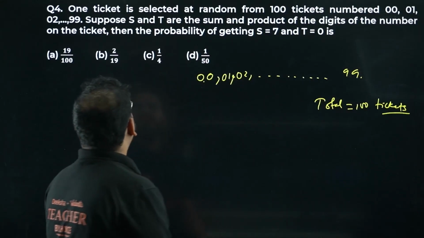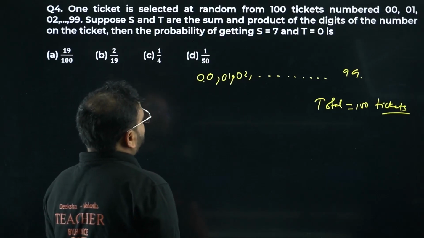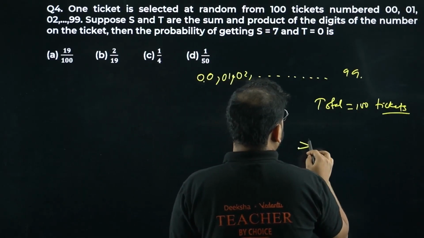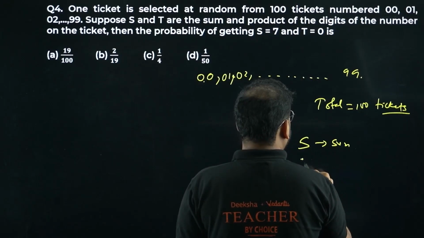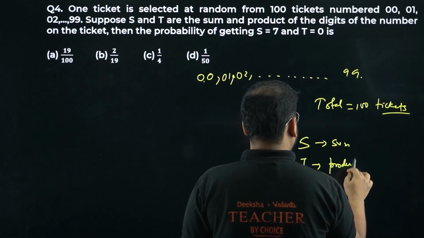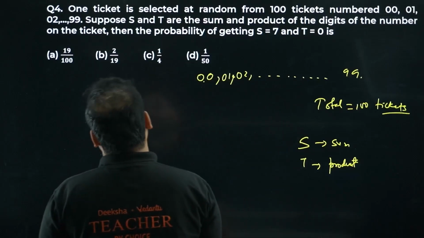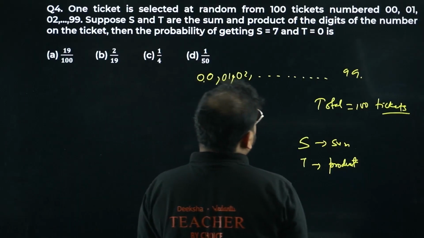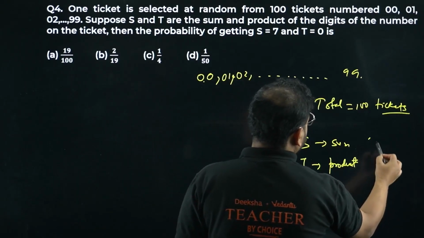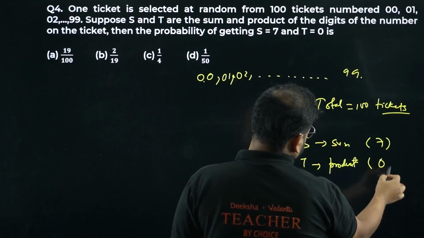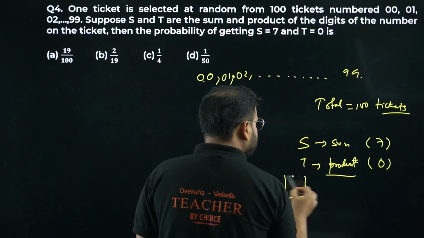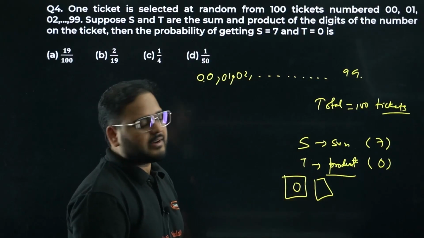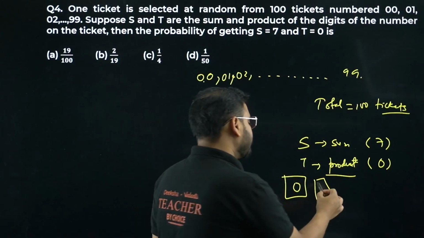Okay, great. What are they asking now? S and T are the sum and product of the digits of the number on the ticket. S means sum and T means product. Then the probability of getting S equals 7. Now the sum is 7 and the product is 0. Product is 0 means one number has to be always 0, whether this or this doesn't matter, right? And the sum is 7 means, of course, the other has to be 7.